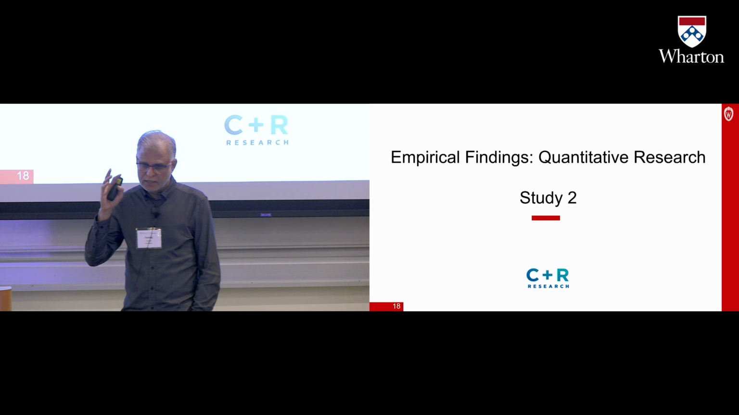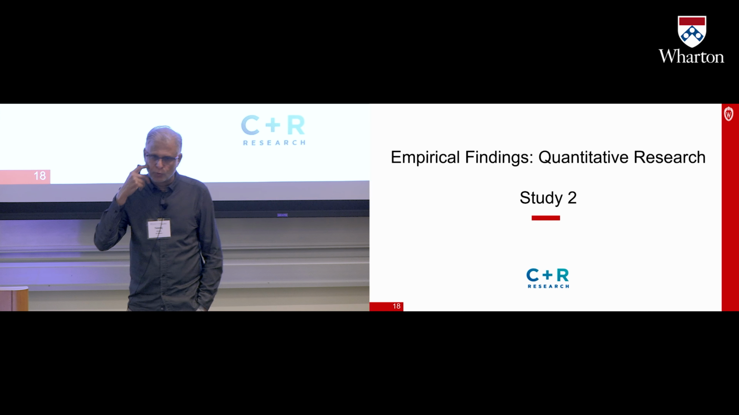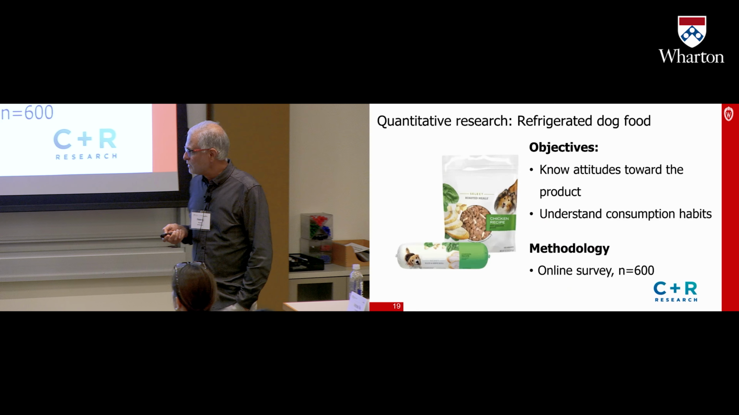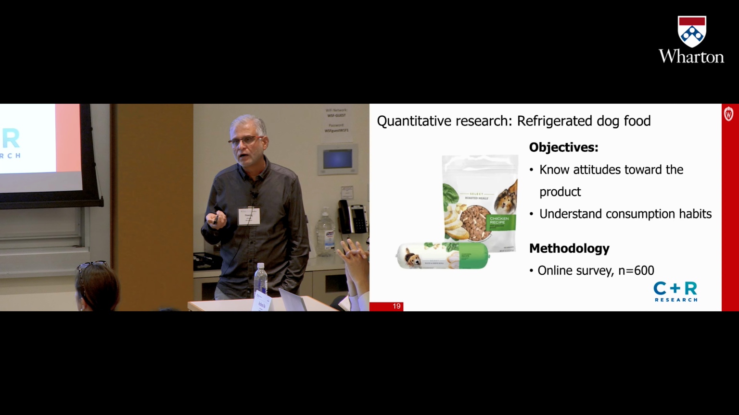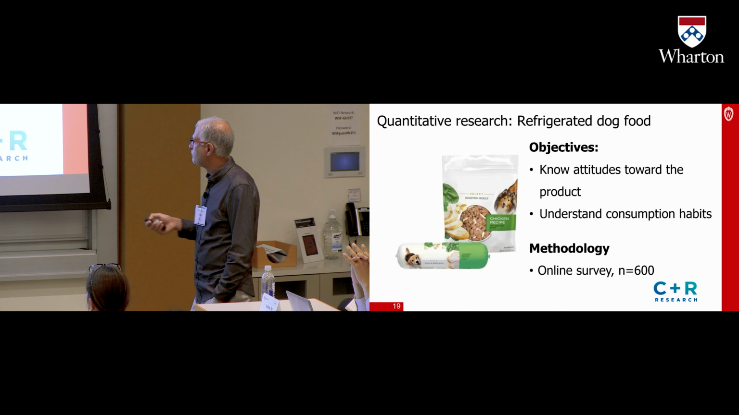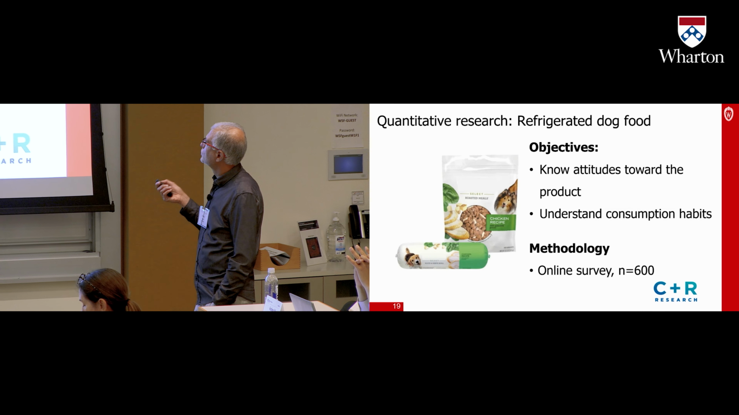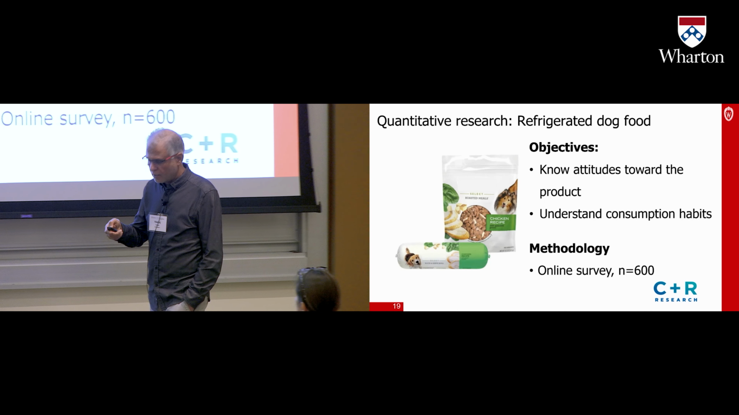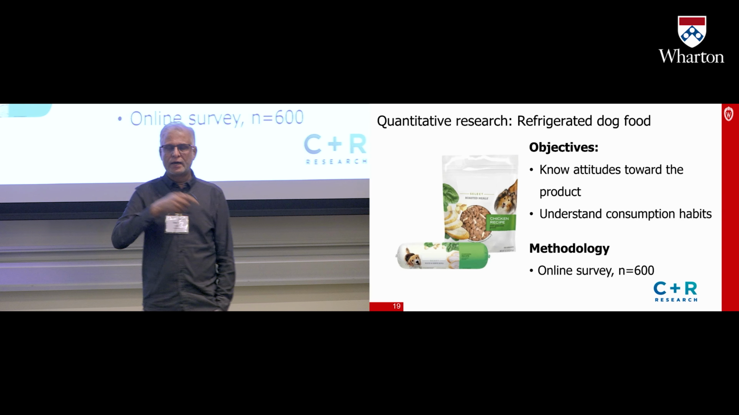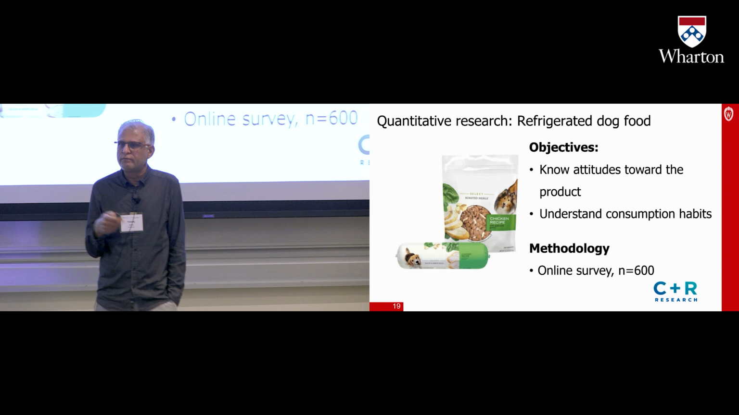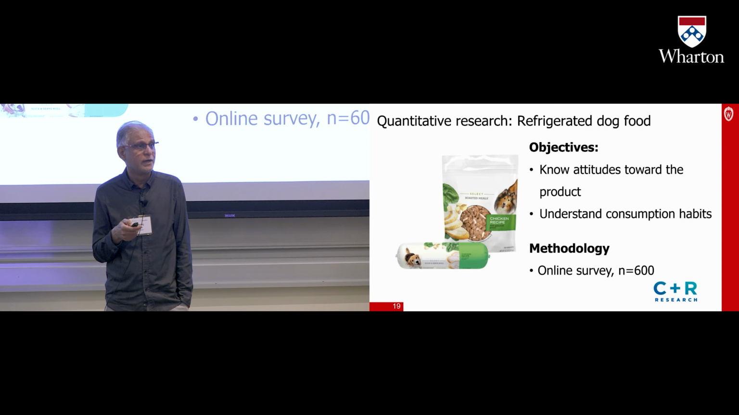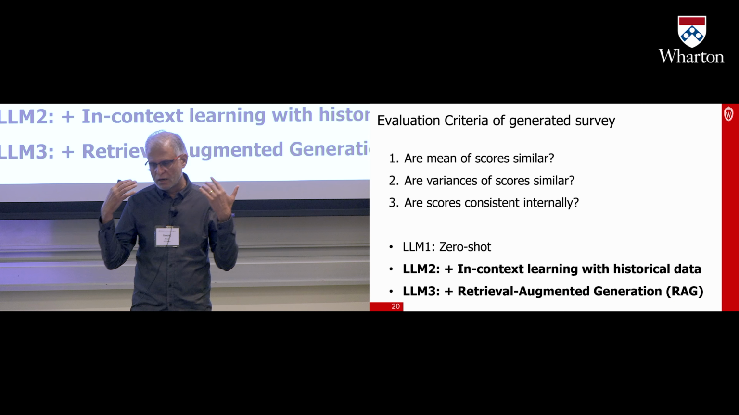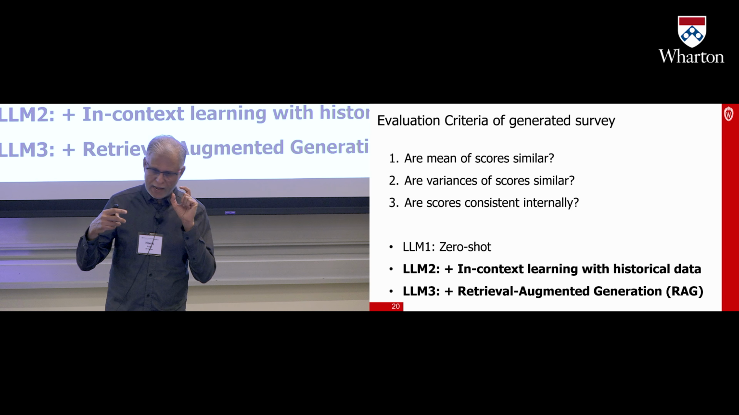On the quant side, I'm going to kind of zip through this. This is the second study where we did something similar, but this time the data is actually a survey, right? 600 surveys, and the context was refrigerated dog food. This product's already on the market, and what we were trying to do is kind of do a counterfactual, essentially. What if an LLM had done this instead of real people? And in the interest of time, I'm just going to highlight the big takeaways.